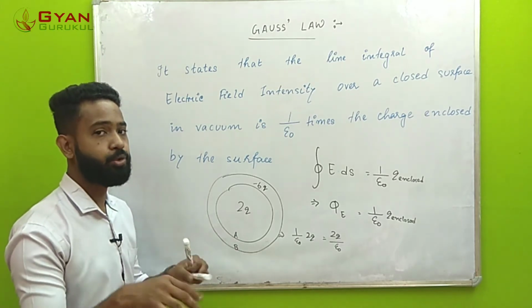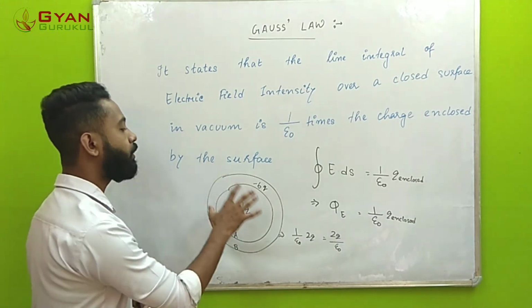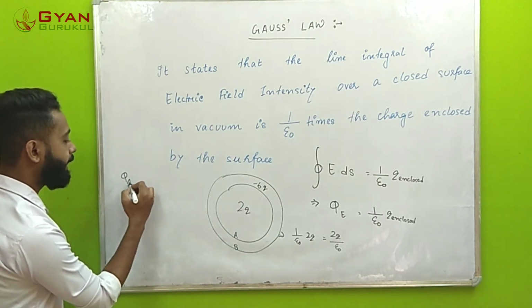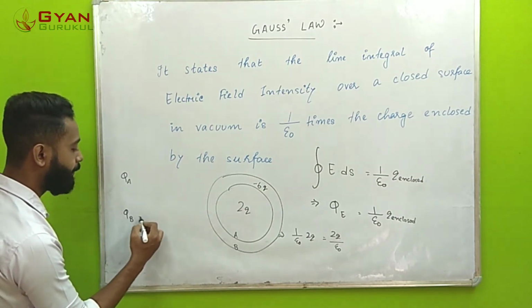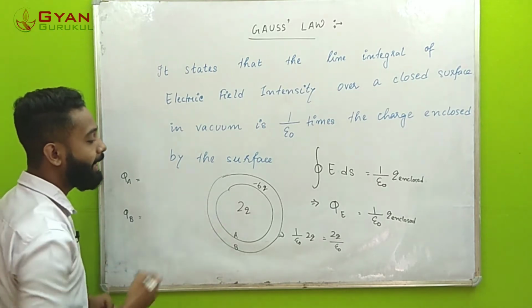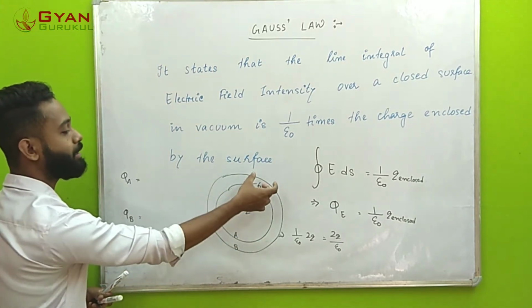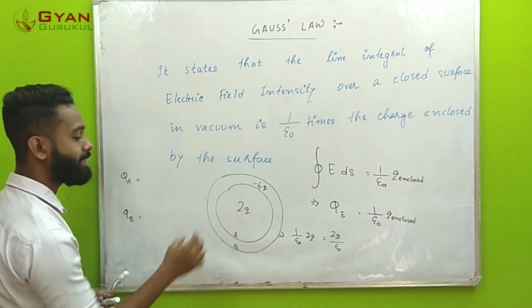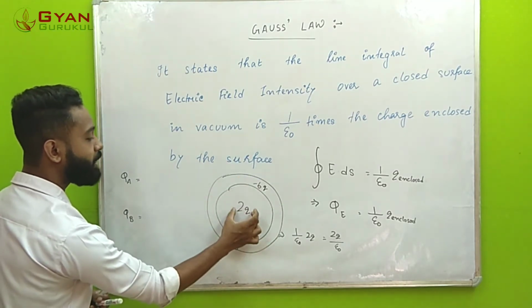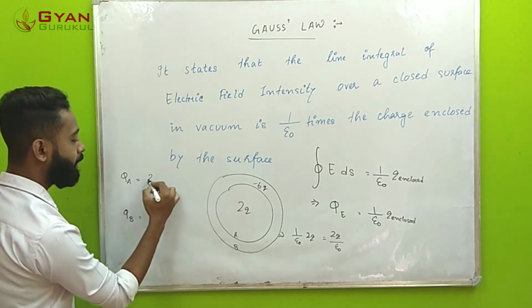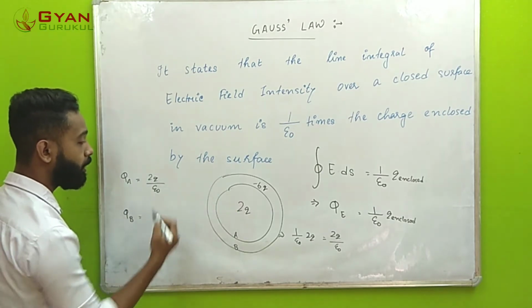and if I ask to write down the flux for both of the surfaces individually, then the flux for A and the flux for B can be written down as follows. Since A covers a charge of 2 coulomb only, and the minus 6 coulomb lie outside the surface, for A the total charge enclosed would be 2 coulomb. So the total flux would be given by 2q by epsilon naught.